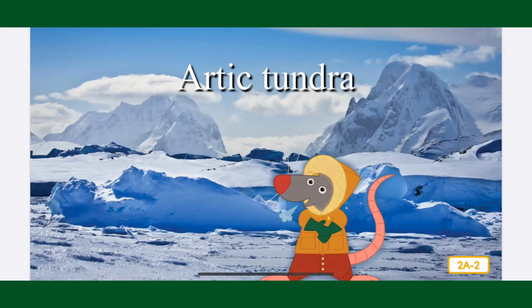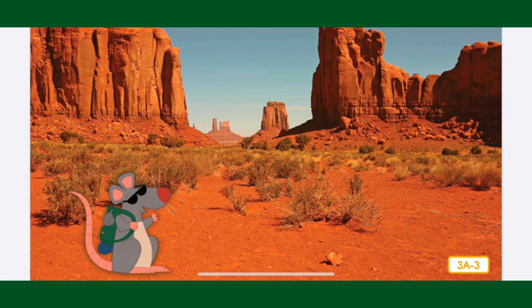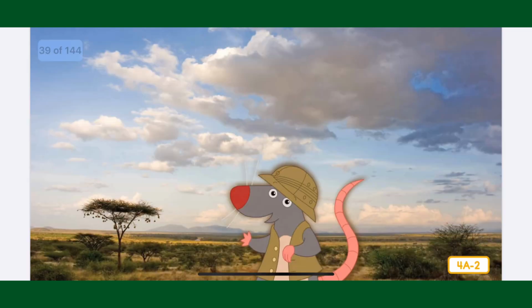This habitat is the Arctic tundra. And the Arctic tundra is a land habitat. So far, one land habitat. This habitat is the Arctic Ocean, and this is a water habitat. So far, one water habitat. This habitat is the desert. So far, two land habitats. This habitat is the savanna. So far, 3 land habitats.